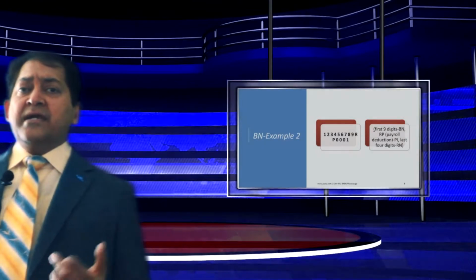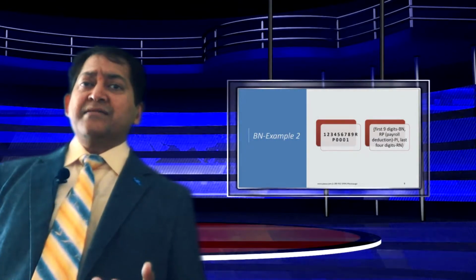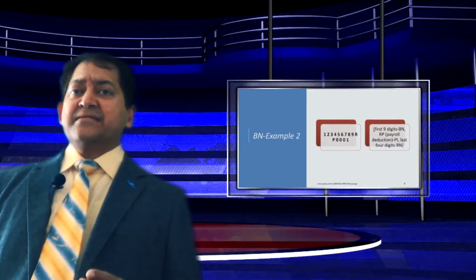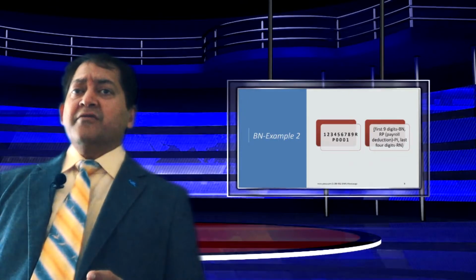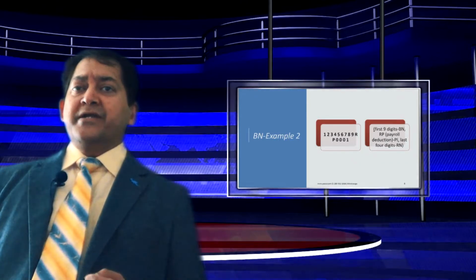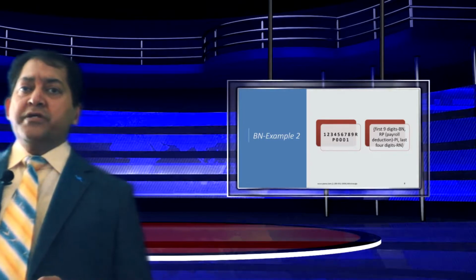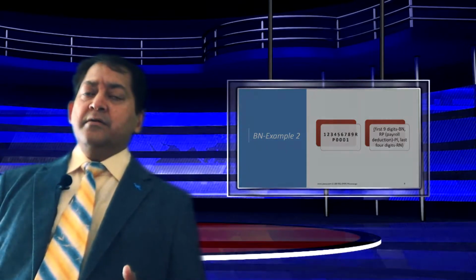Now here is the next example. In this case, again, the first 9 digits are the business number, and RP, the next 2 digits, relate to payroll deduction. This is the program identifier in this case. And of course, the last 4 digits, 0001, are again the reference number.